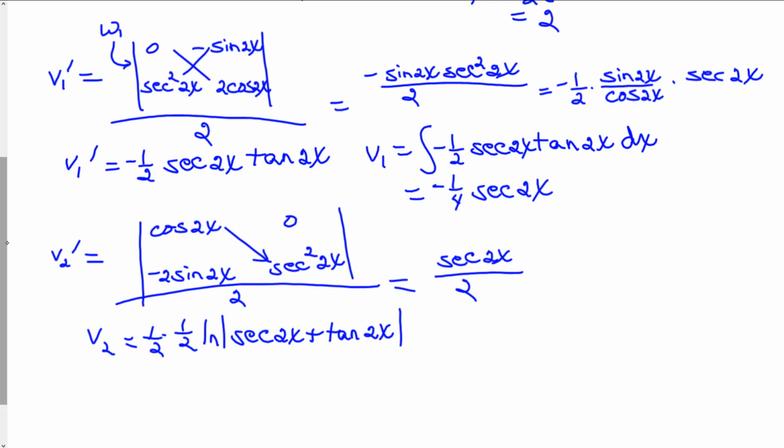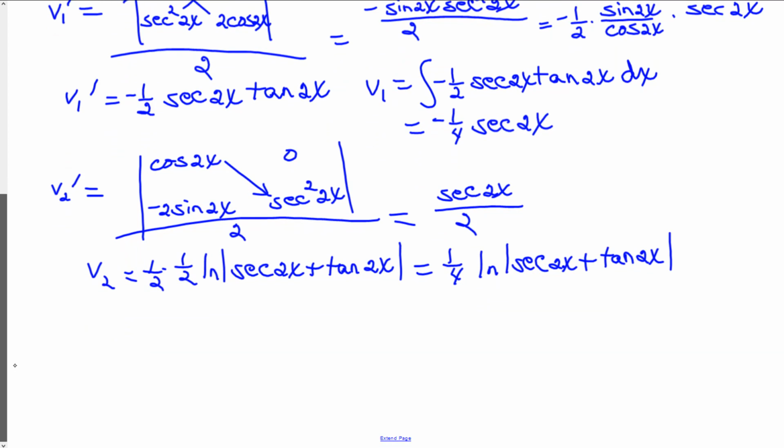I don't need to worry about arbitrary constants in this process, remember. I'm looking for a specific solution, so I can let my constants of integration be 0 here. All right. So once you've got v sub 2 and v sub 1, which we do have, then we simply go back and we plug those in to get y sub p.